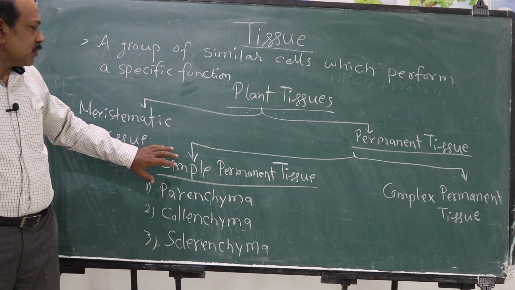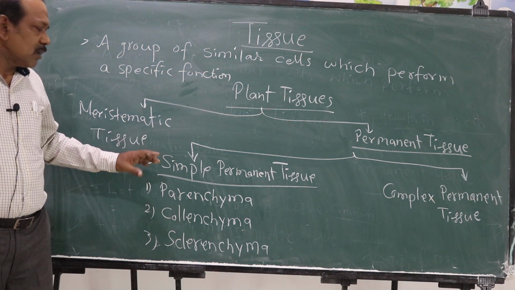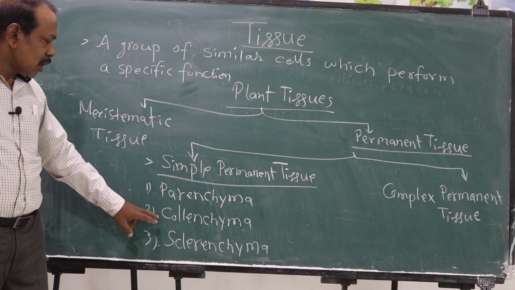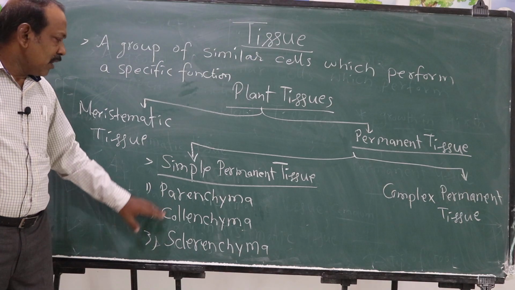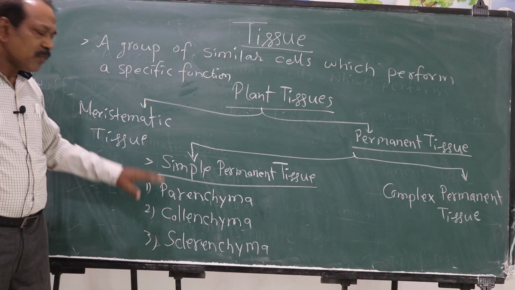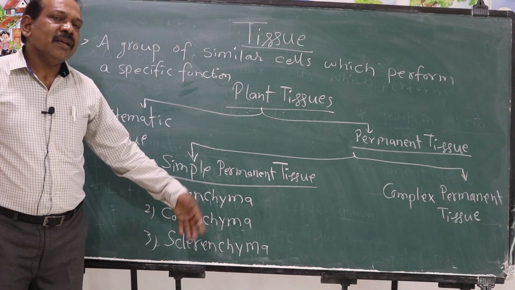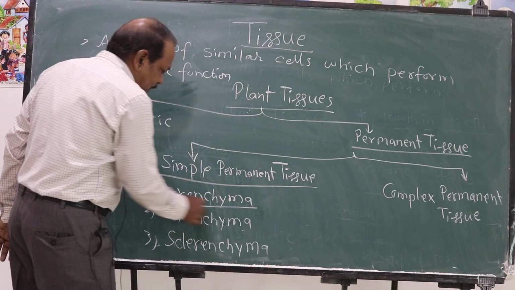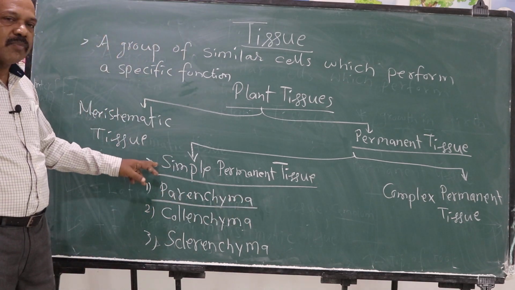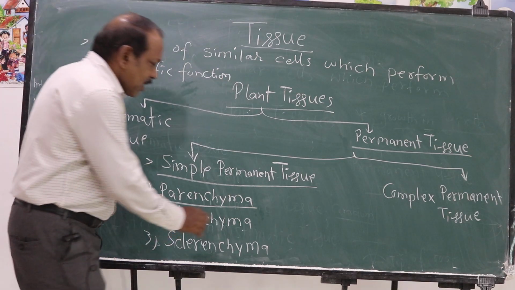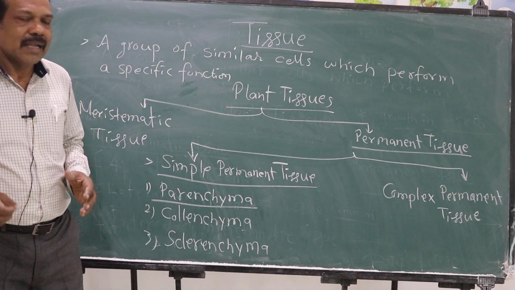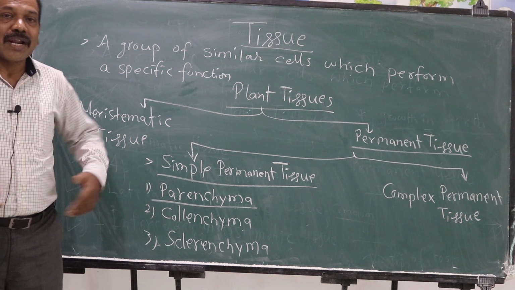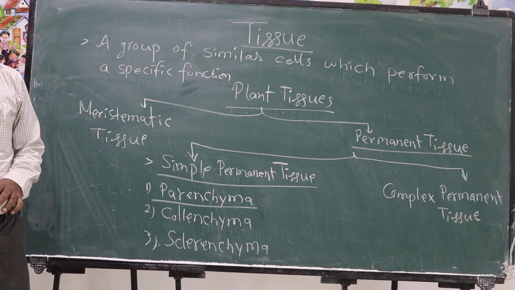Simple permanent tissue, which is basically simple in structure, that means all the cells are similar in these tissues, is further classified into three types: parenchyma, collenchyma, and sclerenchyma. These three types of simple permanent tissue have different structures and they perform different specific functions. So let us try to understand these one by one. First, parenchyma. Parenchyma is a simple permanent tissue. This parenchyma has three basic functions: it synthesizes food, it stores the food, and it also transports food within the plant's body.